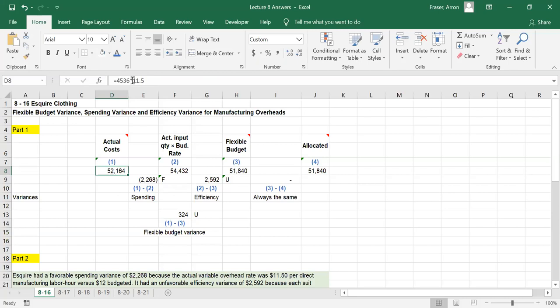So that will give me the actual rate of $11.50. So remember, I told you, when we look at the spending variance, essentially what you're comparing here is just this rate that you would have actually paid, $11.50, against the $12 that you would have budgeted for. So that is what gives you the spending variance.